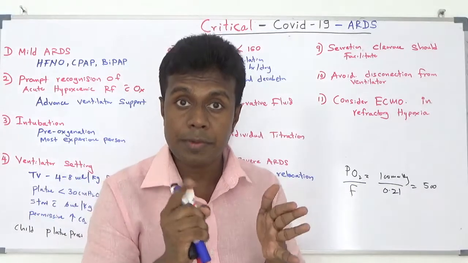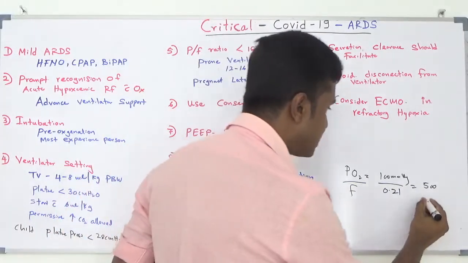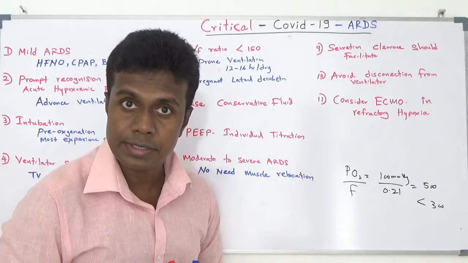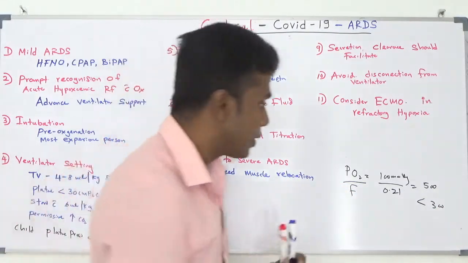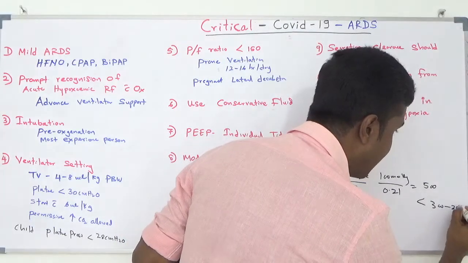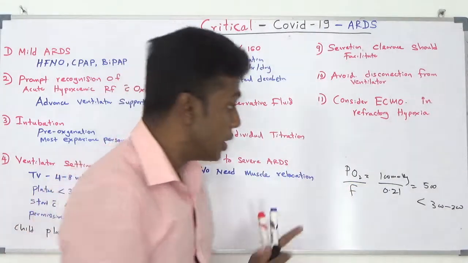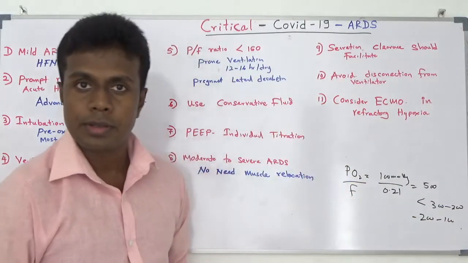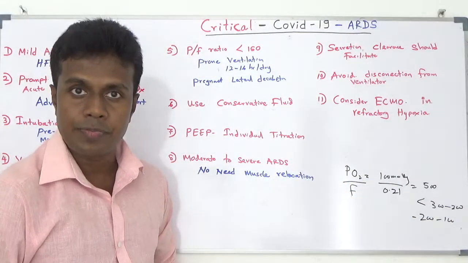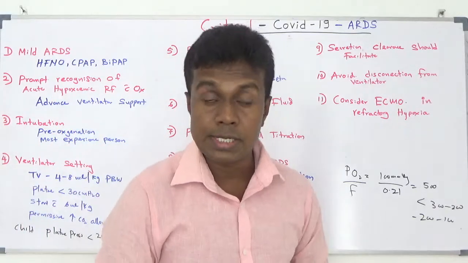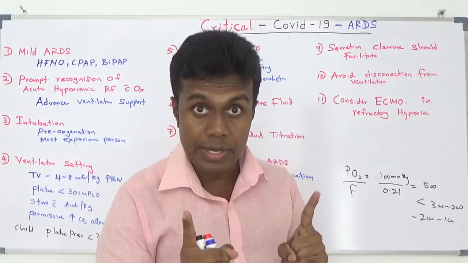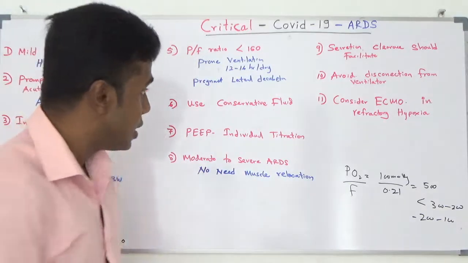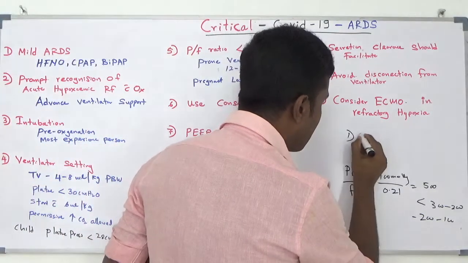If I find a patient with a PF ratio less than 300, I am going to call that patient as having acute respiratory distress syndrome. 300 to 200, mild acute respiratory distress syndrome. 200 to 100, moderate acute respiratory distress syndrome. Less than 100, we are going to call severe ARDS.